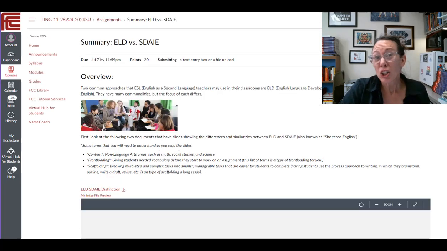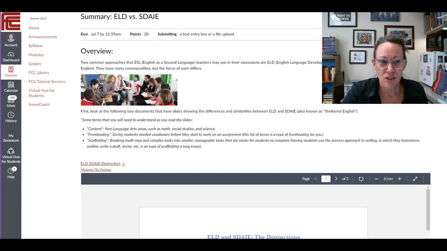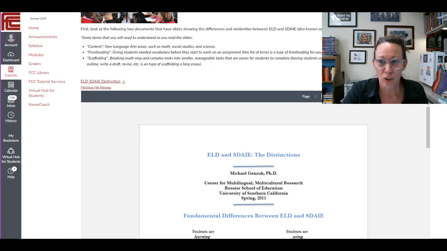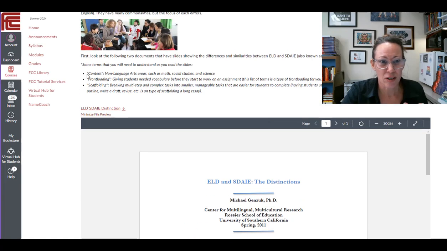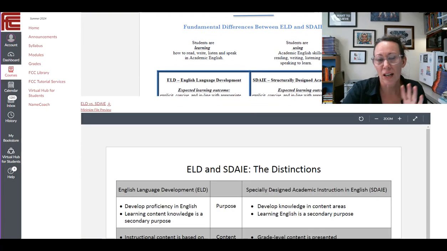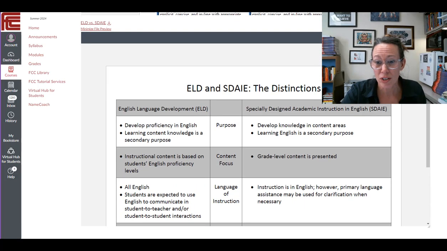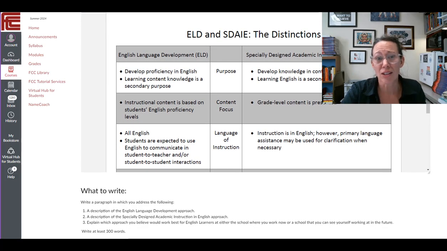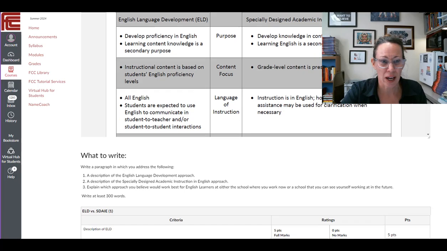Okay, then we're going to look at 2 approaches to teaching a second language: ELD and SADI. And so I'd like you to read the information. Here's some terms that you need to know. I've got a couple documents here that give the differences and similarities of the 2 approaches. So this has to do with the ways in which a teacher would present information to students, okay?